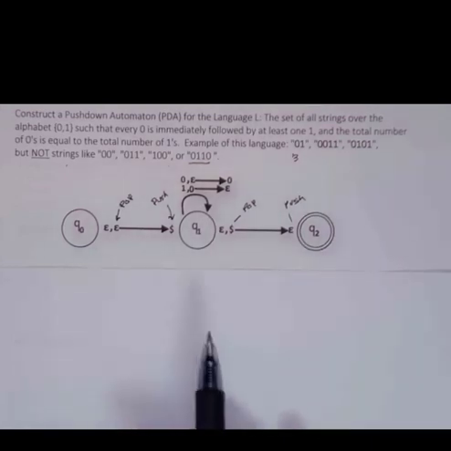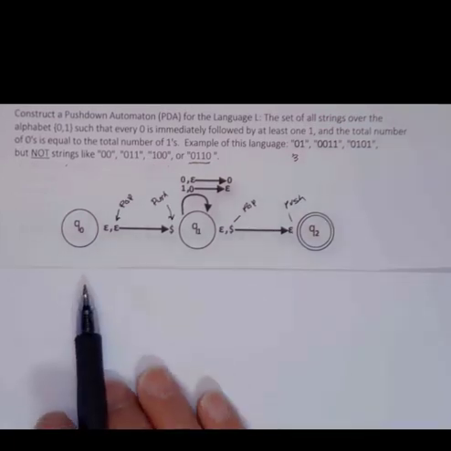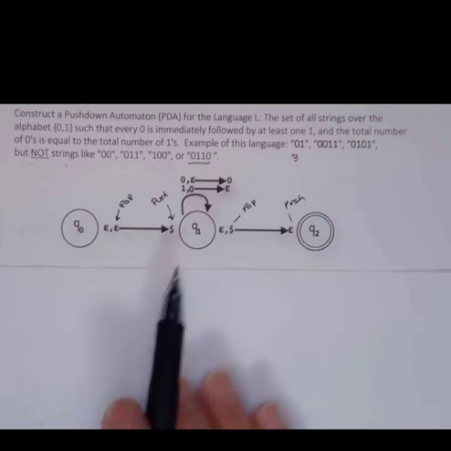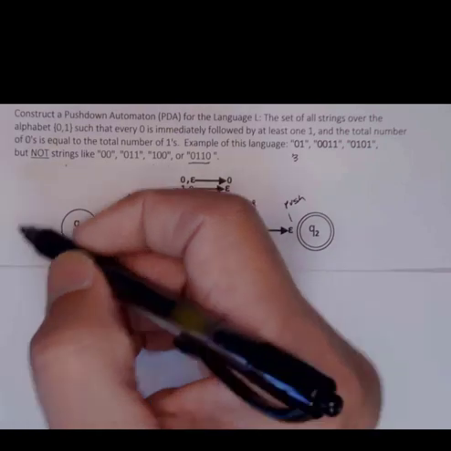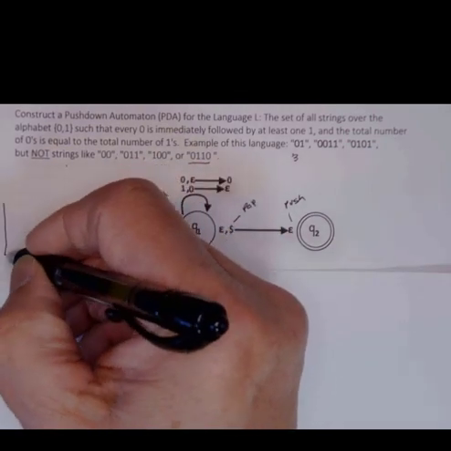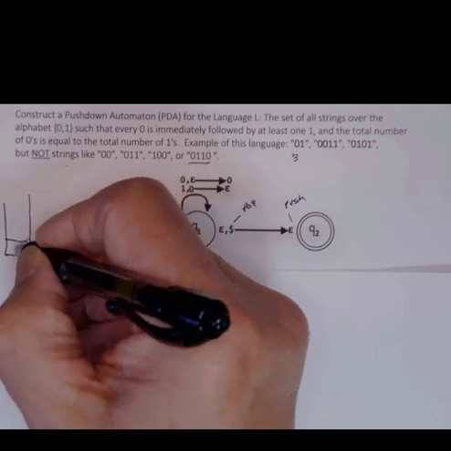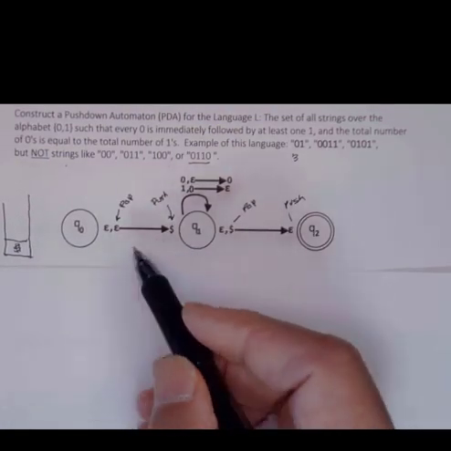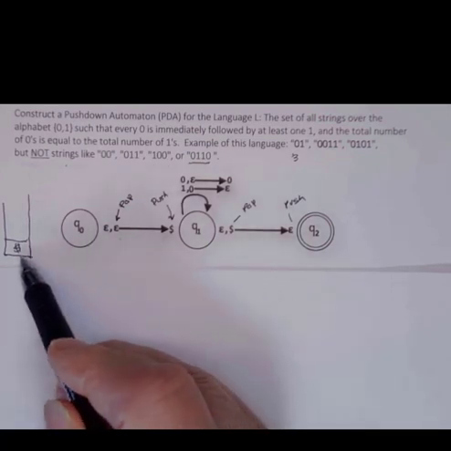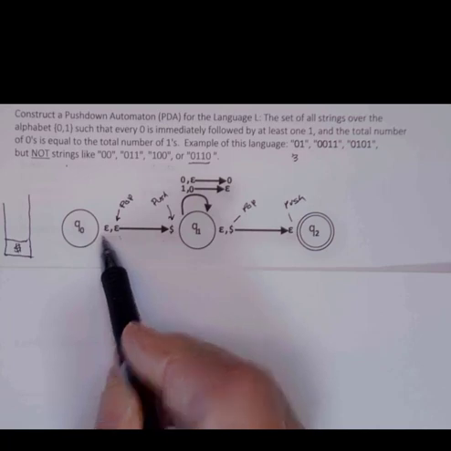So at Q0, we're not reading anything. The first action, we're just pushing the marker. So we will have our stack like so. Here is what we did in the first action. We pushed the $ sign and popped an empty string when we see an empty string.